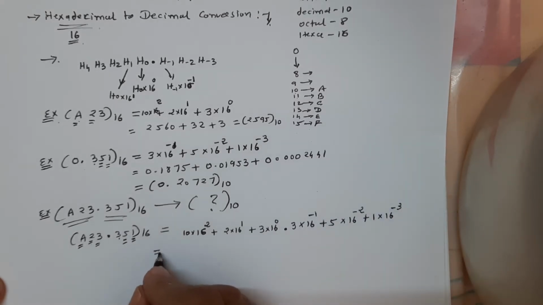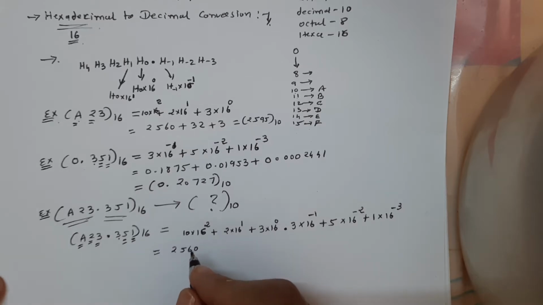This is equal to 2560. See, I am directly writing this down from the textbook, right?